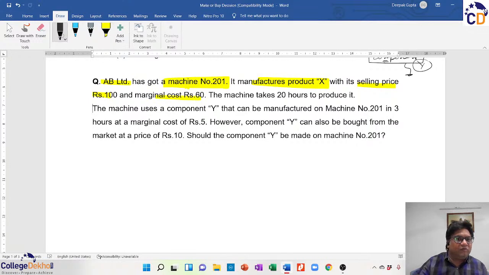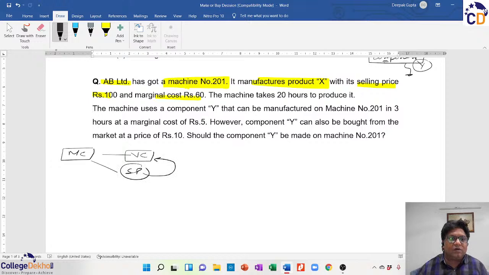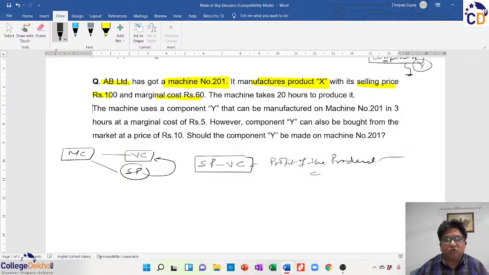Before we move on, we have to understand that as per the concept of marginal costing, the variable cost is the incremental cost of the product, and if it is creating a revenue, then the difference between the selling price and the variable cost denotes the profit of the product. And this profit of the product is what you call contribution. We have discussed this earlier.